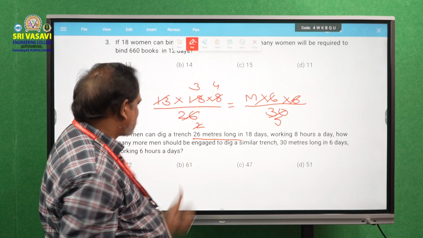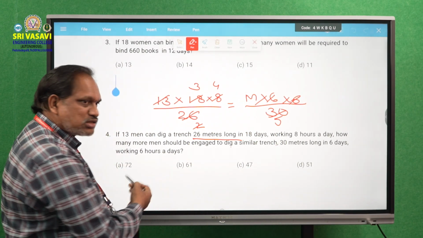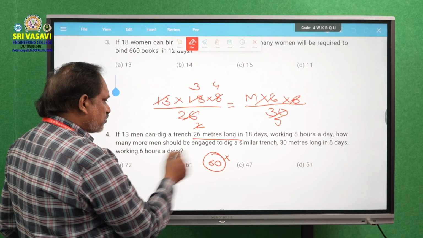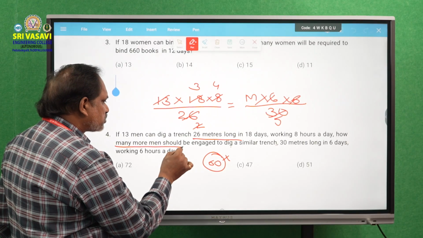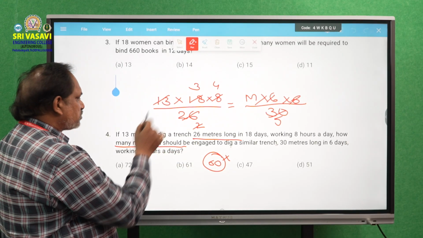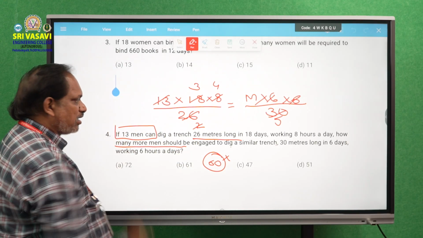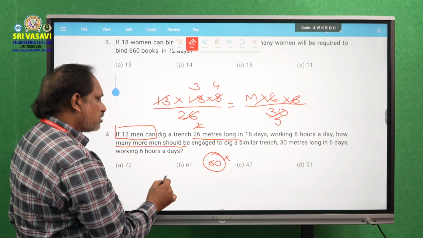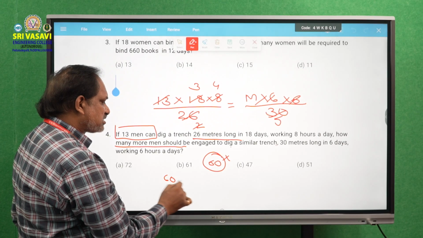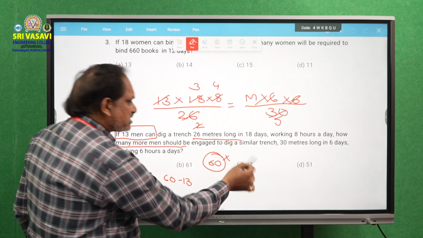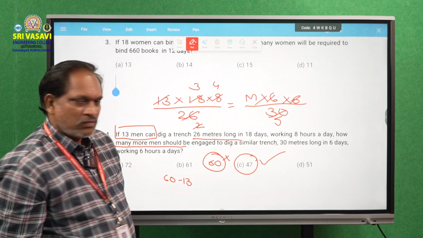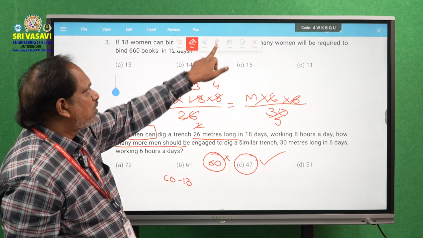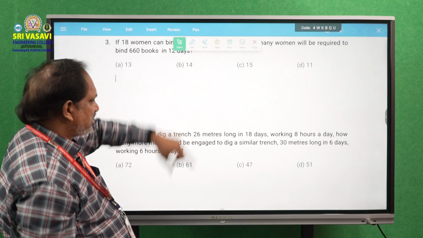So there may be no option of 60 here. Sometimes 60 is also given, and the students choose 60, but it is the wrong answer. See, what is the question here? How many more men should be engaged? More men should be engaged means already 13 men are here. So the answer is 60, but required is 60 minus 13, that is 47, which is the right choice. So using a simple step and single solution, it equals 47. We'll go for the next method.